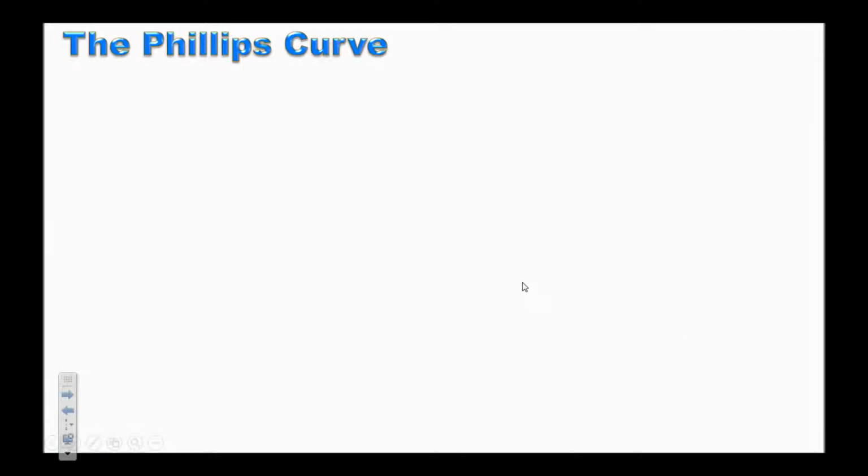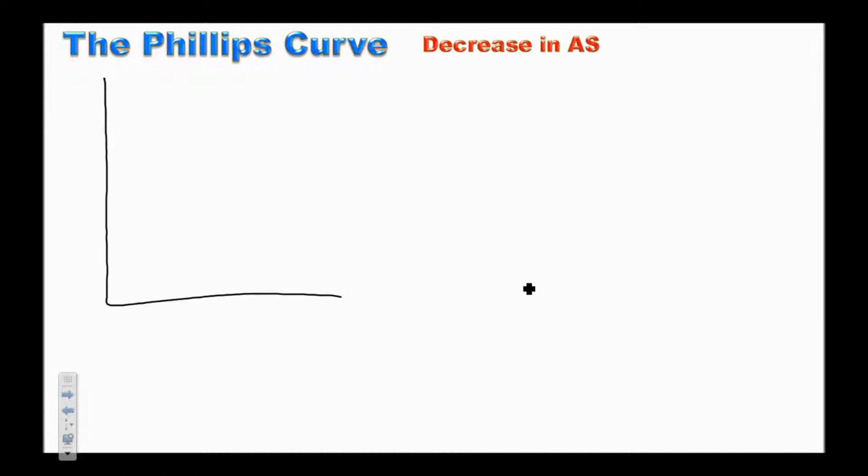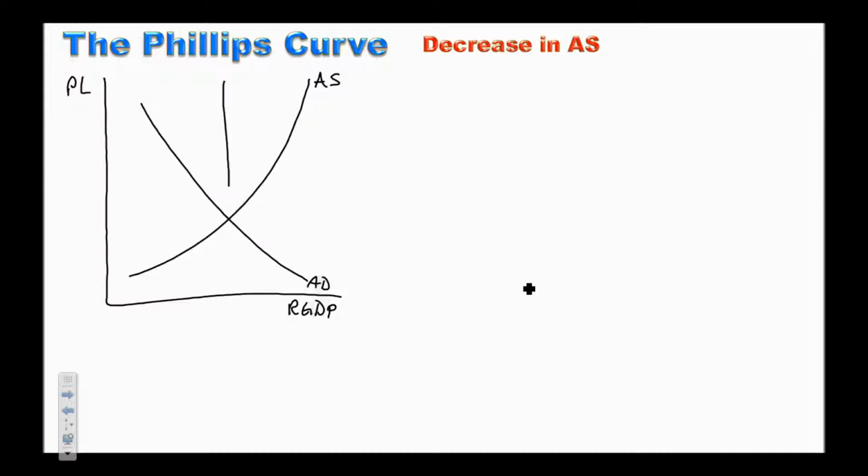All right, here we go. First, we're gonna have a decrease in aggregate supply. So let me draw this out. I always recommend, if you're asked a question about the Phillips curve, I absolutely recommend that you first draw the ADAS graph because it will help you clarify your thinking and make sure you do everything correctly. Okay?